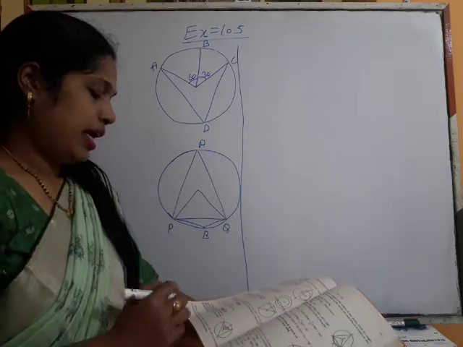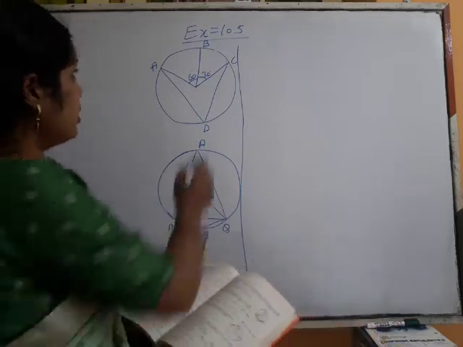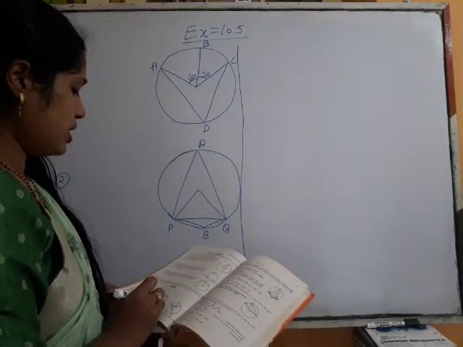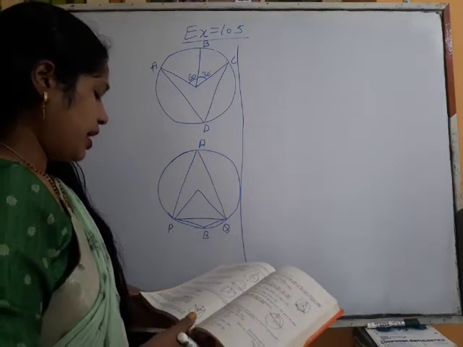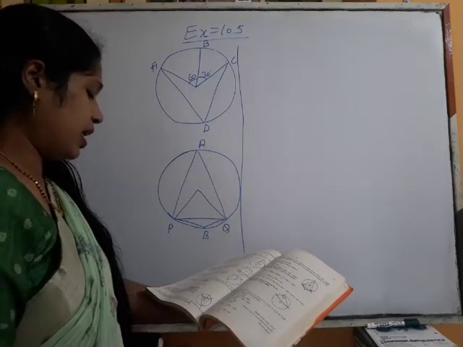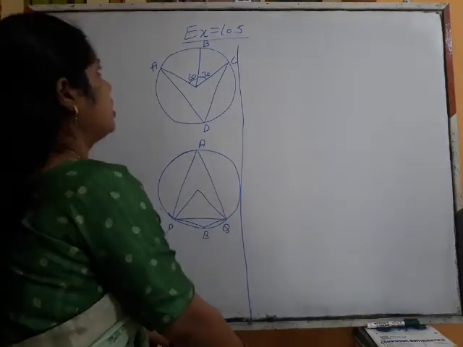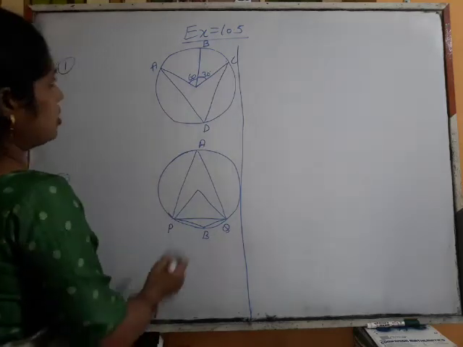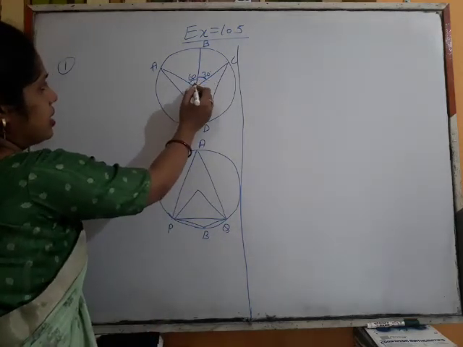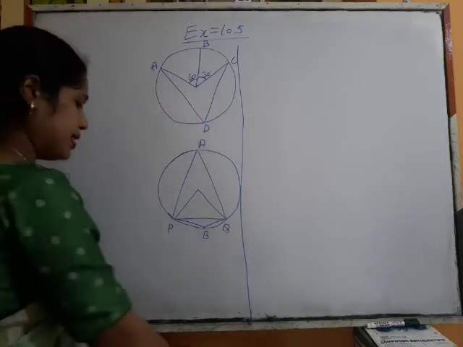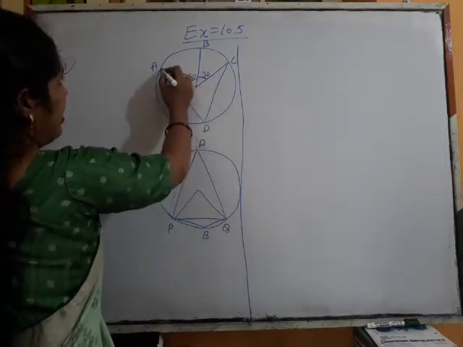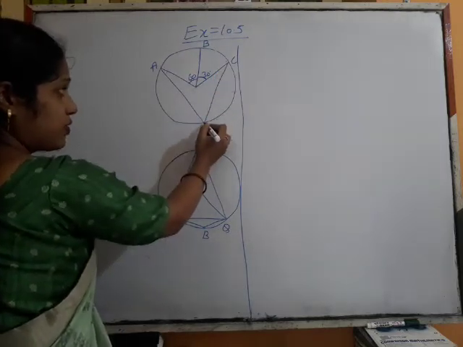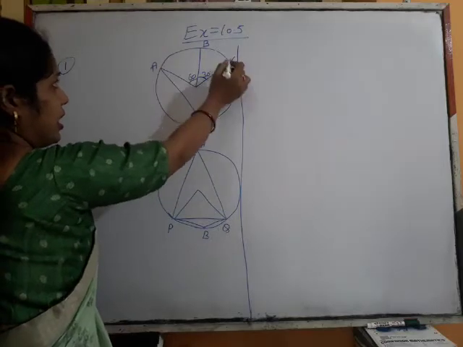In the figure, A, B and C are 3 points on the circle with center O, such that angle BOC is 30 degrees and angle AOB is 60 degrees. If D is a point on the circle other than the arc ABC, find angle ADC. We have to find this ADC. As we can see here, this is 30, this is 60, and this point is D, which is on the remaining part of the circle other than the arc ABC.